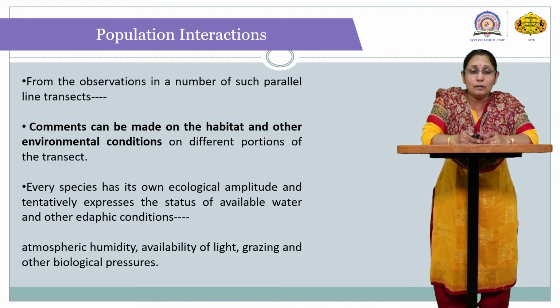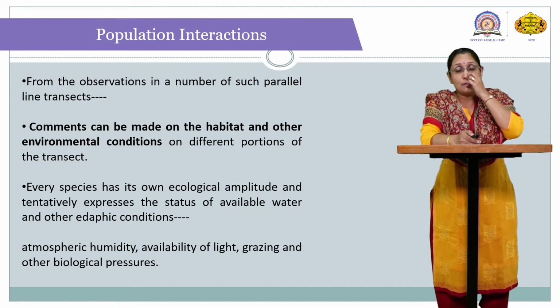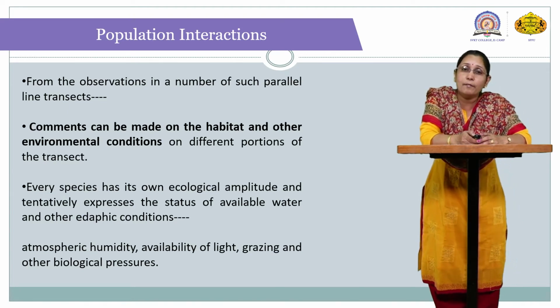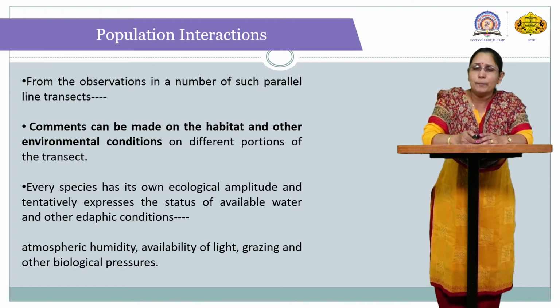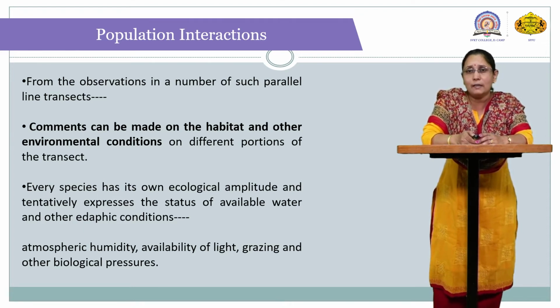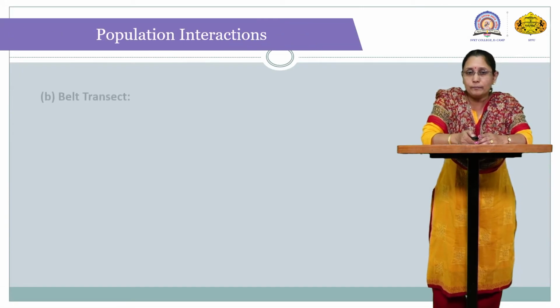Then, as I said here, atmospheric humidity can be understood, then availability of light, grazing and other biological pressures, etc. Together we call it an edaphic condition. So with this percentage or type of the particular vegetation, one can easily analyze these edaphic conditions.